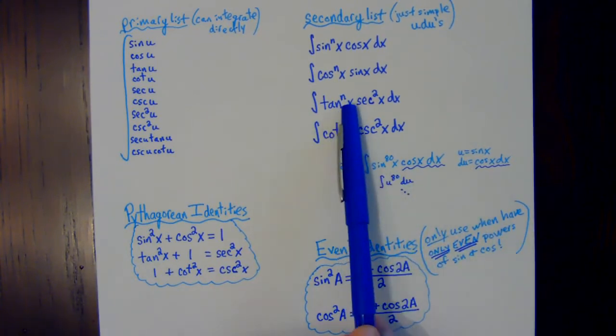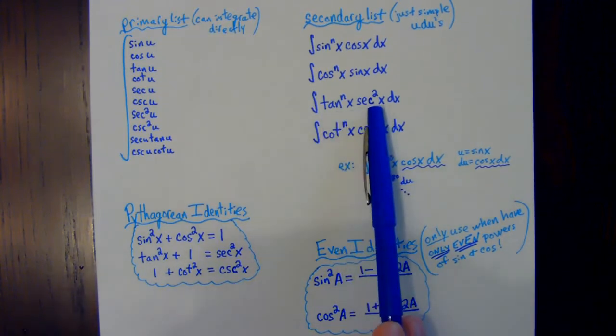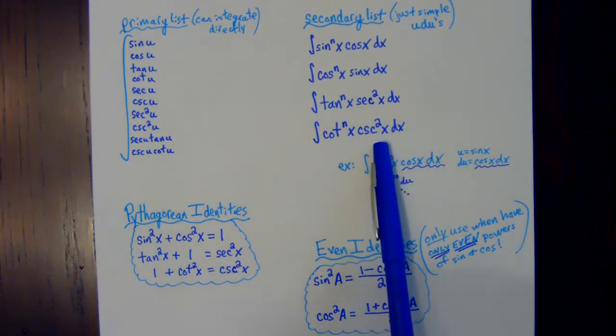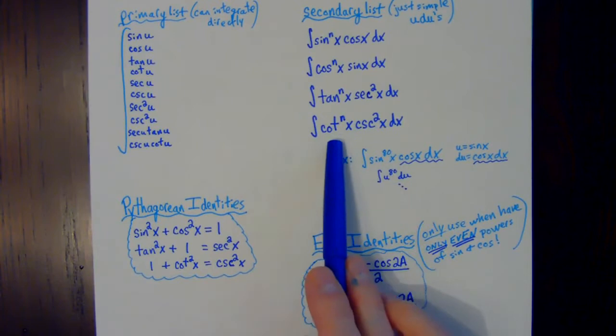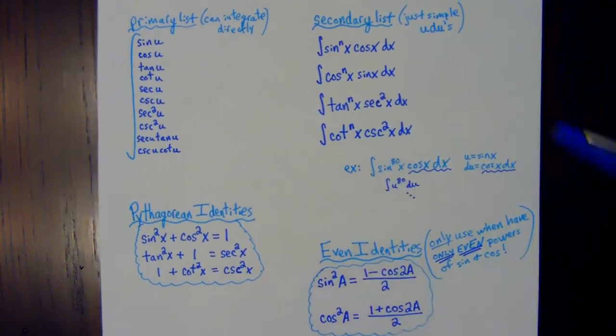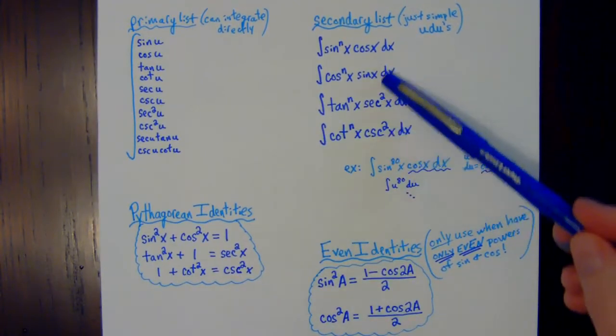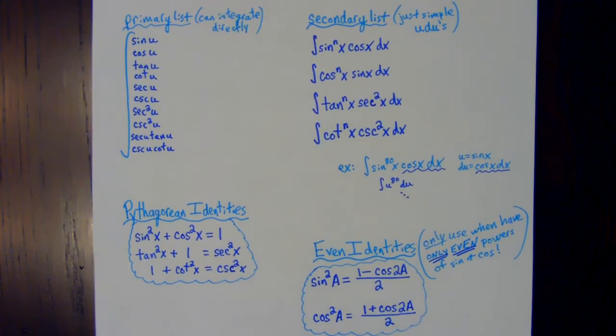If you have a tangent to the 80th power or a cotangent to the 80th power, if you got that paired with a secant squared or a cosecant squared, that's going to be a simple u du, because the derivative of tangent is secant squared, and the derivative of cotangent is negative cosecant squared. And so anything that's modeling that is going to be an easy u du.